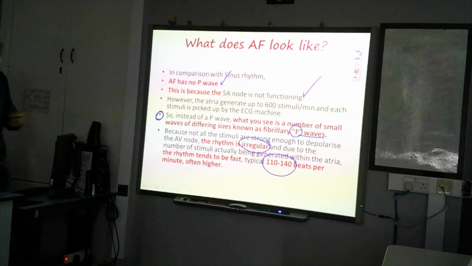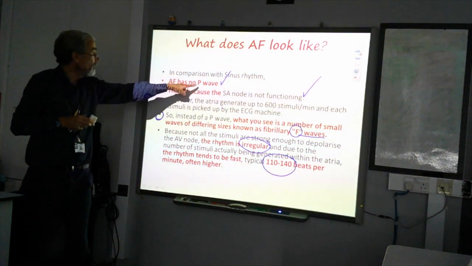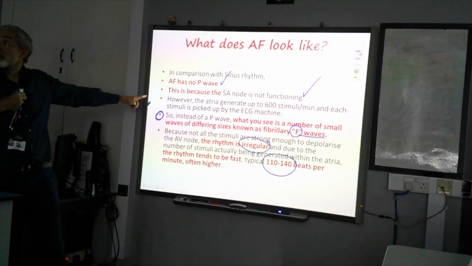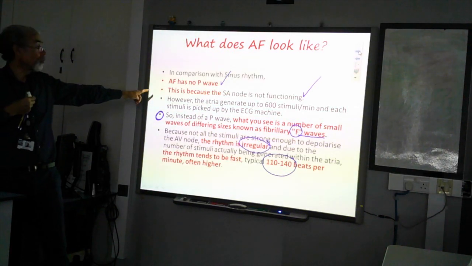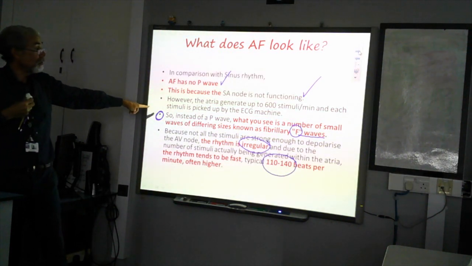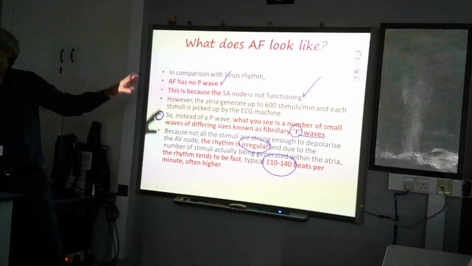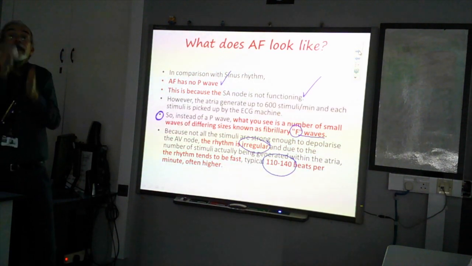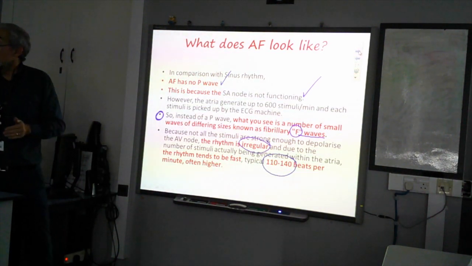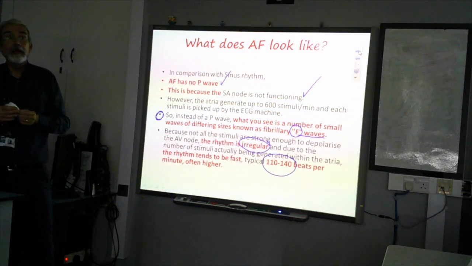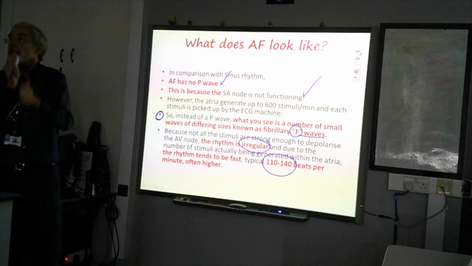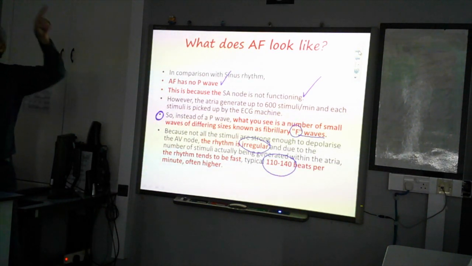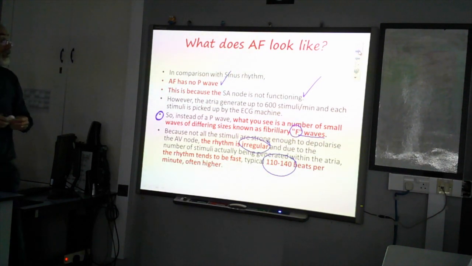So let me just go over that little part again. AF, no P wave, because the sinoatrial node is being overwhelmed by this ectopic foci. So instead of this lovely P wave, we see loads and loads of what we call F waves. And F stands for fibrillation. So I do that once more and make a complete idiot of myself. Fibrillation. And your heart, your atria, is literally just quivering.